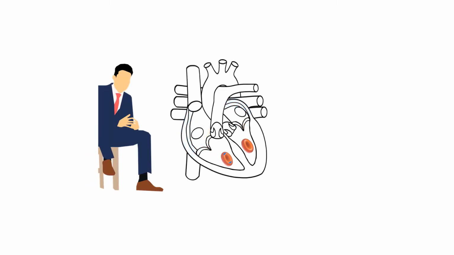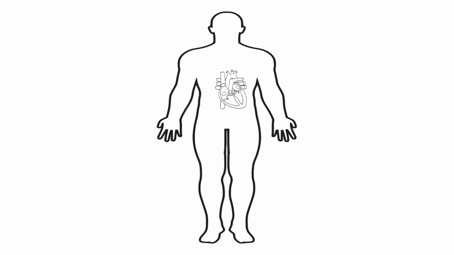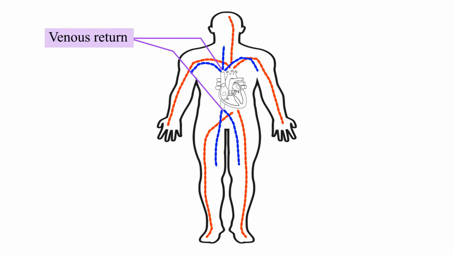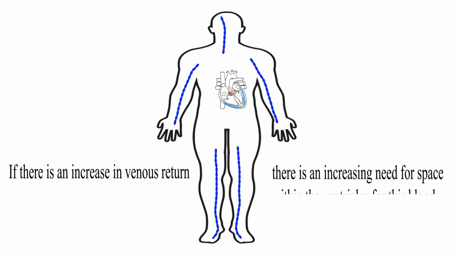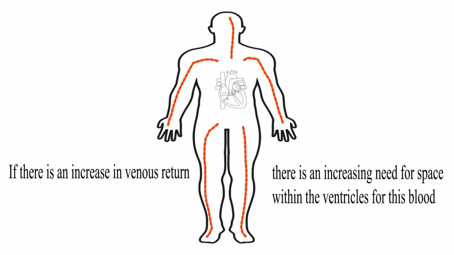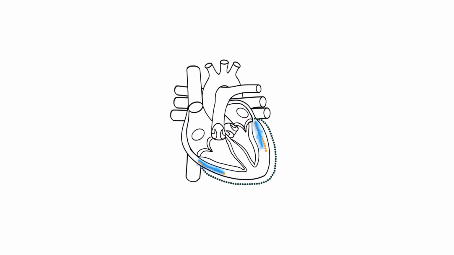Number 5. Stroke volume can be increased. When a person goes from rest to exercise, there is an increase in demand for blood flow. Initially, there is an increase in heart rate, and many blood vessels vasodilate to allow for increased blood flow to the tissues. This will lead to an increase in blood entering the heart, which is known as venous return. However, if there is an increase in venous return, then there is an increasing need for space within the ventricles for this blood. As a result, the ventricles stretch to accommodate the increased volume of blood they are receiving.